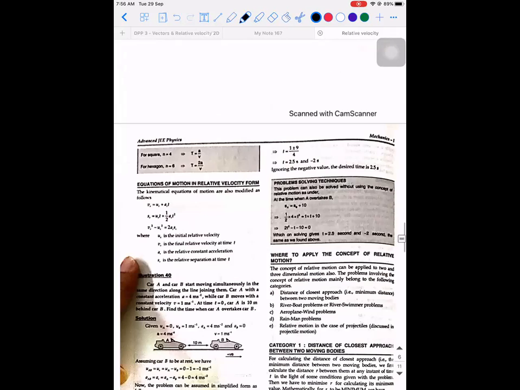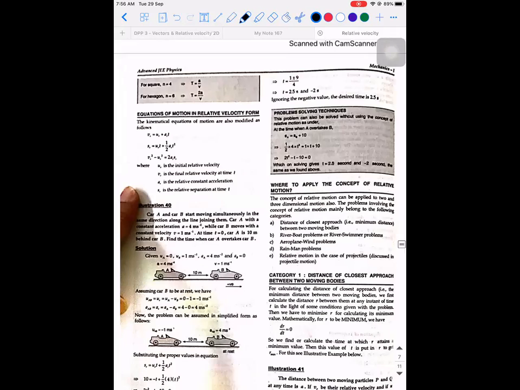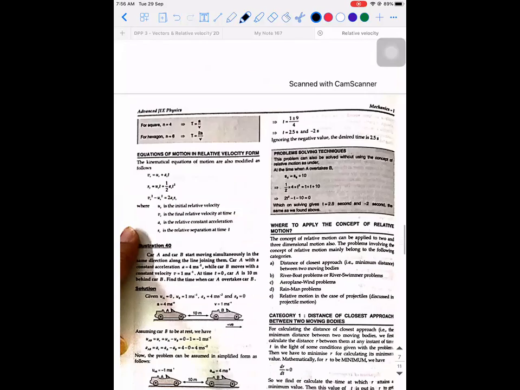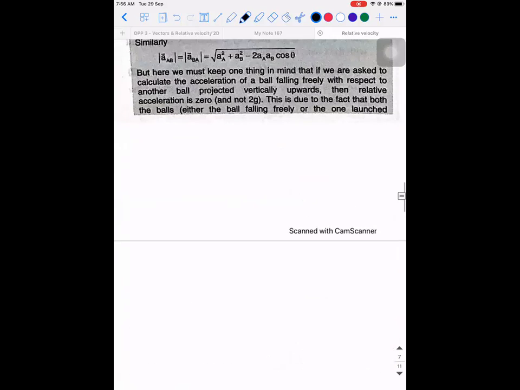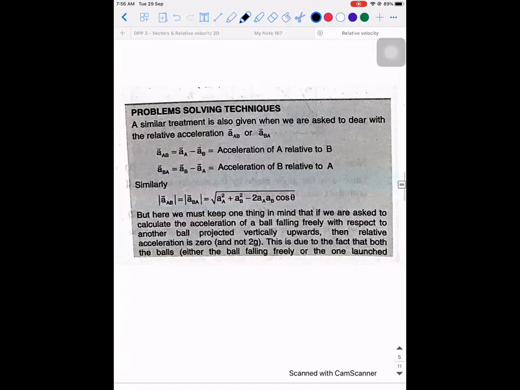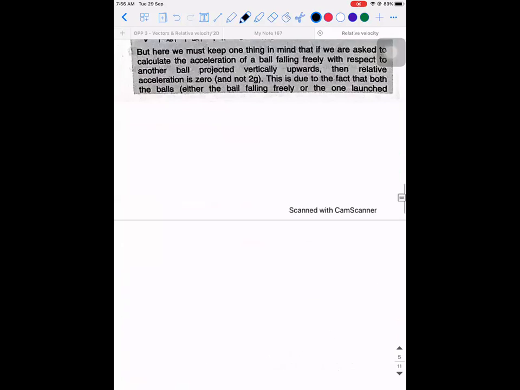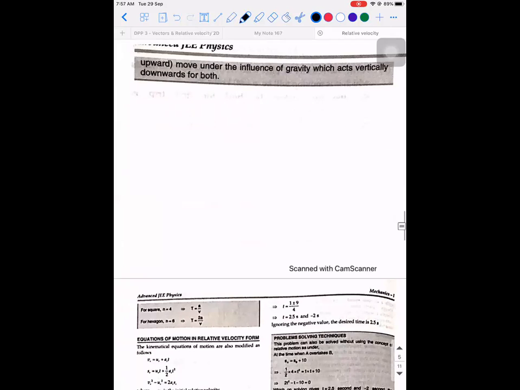So here, when you're solving a problem based on relative velocity, you can apply vectors as well into it. These things you already know. If I give you a vector, you know how to find the magnitude of it and all those things. Right? Next, let's do a simple problem.